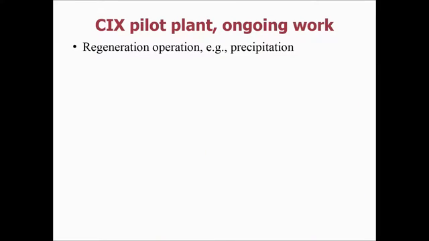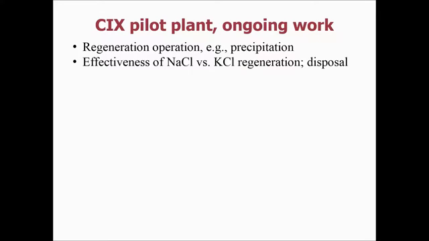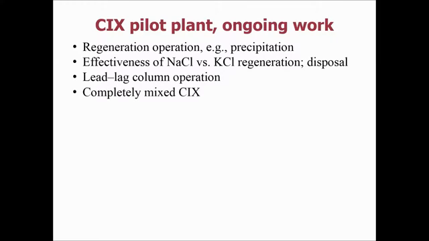So let me just summarize now where we are with this ongoing combined ion exchange pilot plant. Regeneration is a major emphasis of this, and as some of you might guess, when you regenerate the combined anion and cation exchange resin, you can have precipitation. We're looking at the effectiveness of alternative regenerants because we think there can be some disposal advantages. We're going to be looking at different column operation, and that is a way for us to maintain, say, a consistent 50% DOC removal, 50% hardness removal, 70 to 80% DOC removal. We think the lead-lag column operation could allow us to do that.